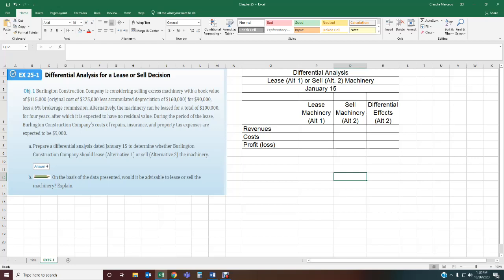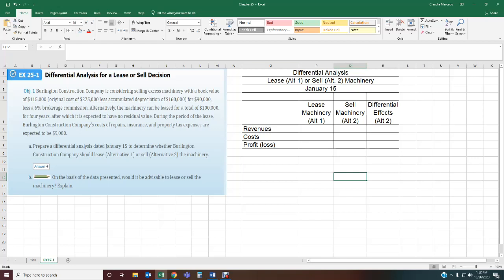So leasing the machinery is alternative 1. Selling the machinery is alternative 2. So we have to figure out what is the best option for Burlington Construction. Okay, so I've already set up the differential analysis here. I've got lease, which is alternative 1, versus sell, which is alternative 2. So we have to make a decision. What are we going to do with this piece of machinery?